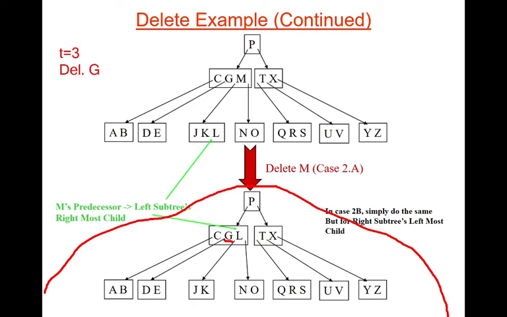Now if its left node does not have at least t keys, because t is 3, so it has t minus 1 keys, and the right of this node also has t minus 1 keys. So this is case 2c, and what we will do, we will merge these two nodes. So these two will become one node, and we will remove G from here, right?